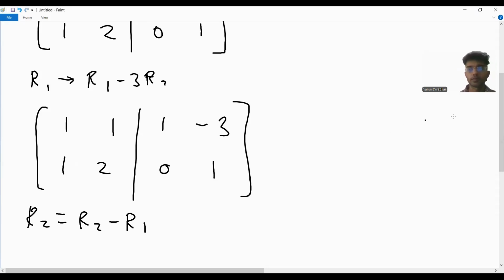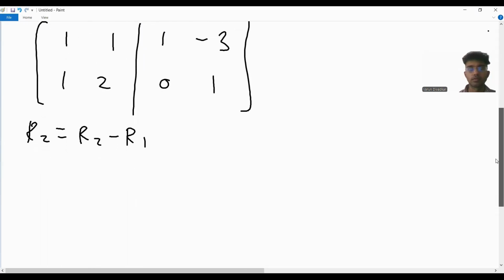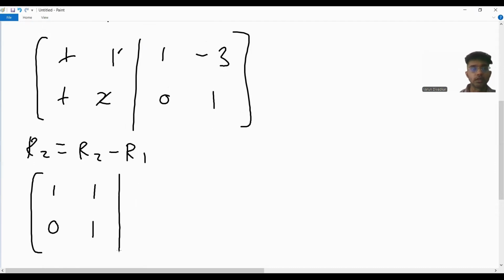Okay. Let's do that over here. So what do we get? This 1, 1 at the top remains the same, and then row 2 becomes 1 minus 1, which is 0. This becomes 2 minus 1, which is 1. Okay. And then the same thing on this side as well. This 1, minus 3 remains the same, and then 1 minus 0 becomes 1... minus 1, and 1 minus minus 3 becomes 4, right?